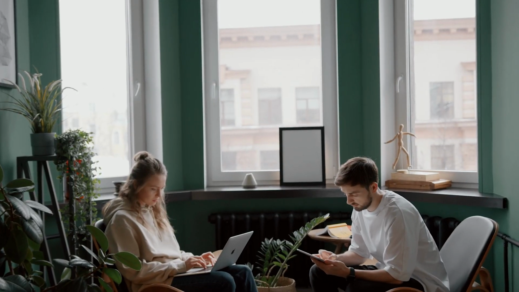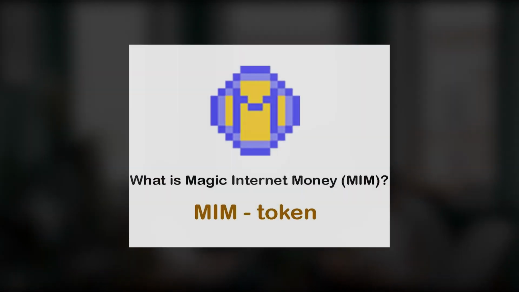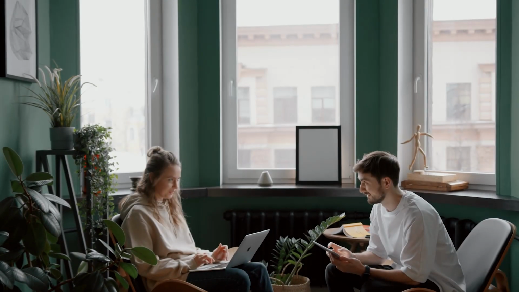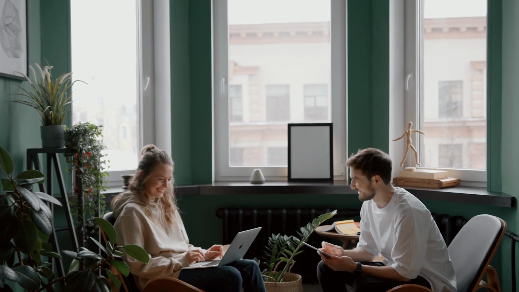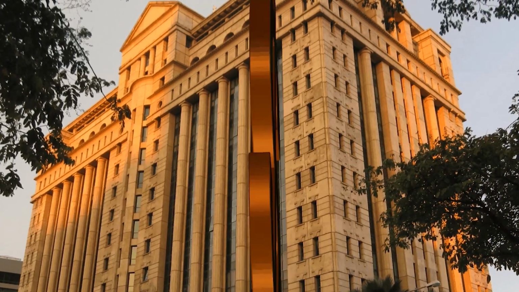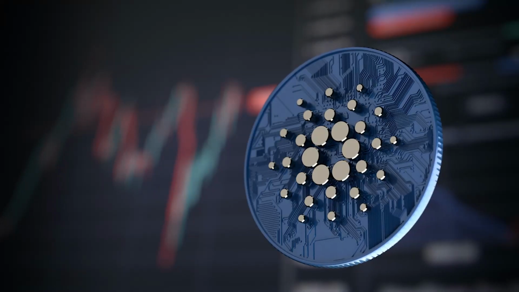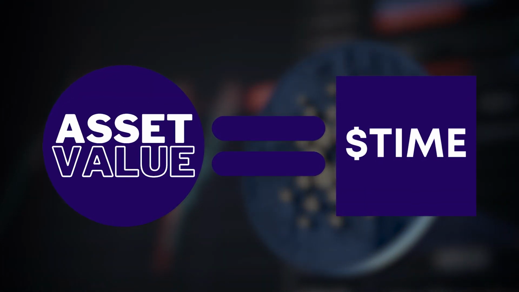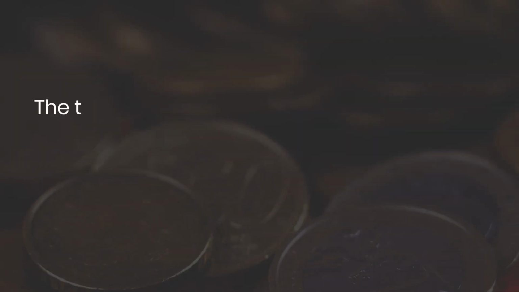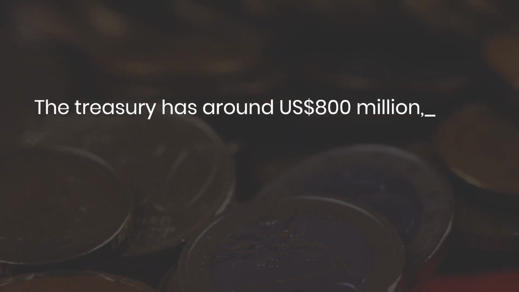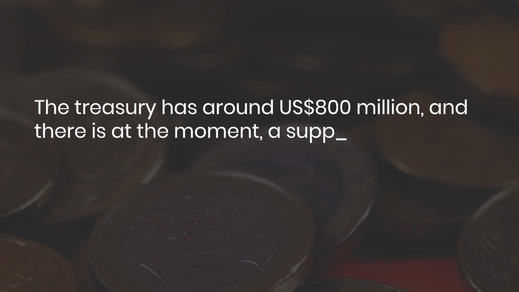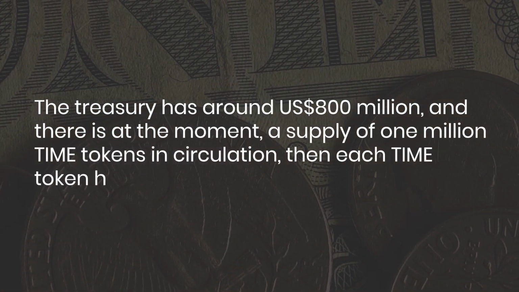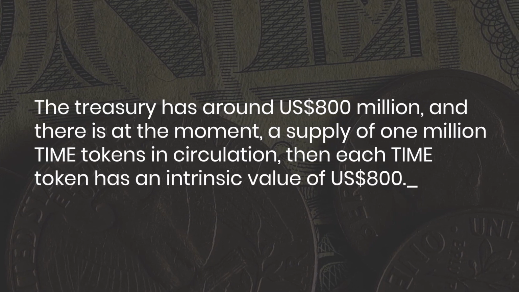Each is backed by a bundle of assets. It could be MIM, TIME-AVAX LP tokens, and more. Unlike other stablecoins which are tied to the US dollar, TIME is backed by the treasury assets it has. In other words, whatever the value of these assets is also the value of the TIME token. To illustrate, say the treasury has around $800 million, and there is at that moment a supply of 1 million TIME tokens in circulation, then each TIME token has an intrinsic value of $800.